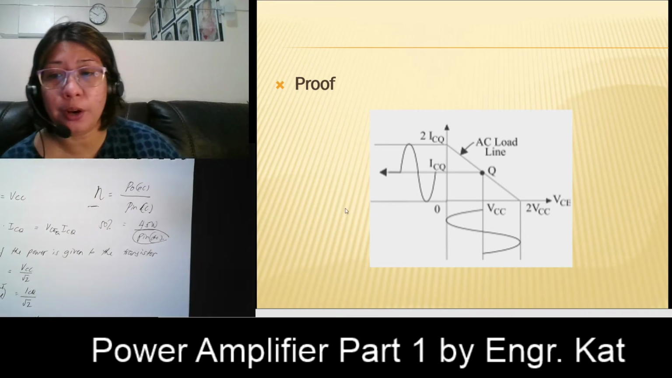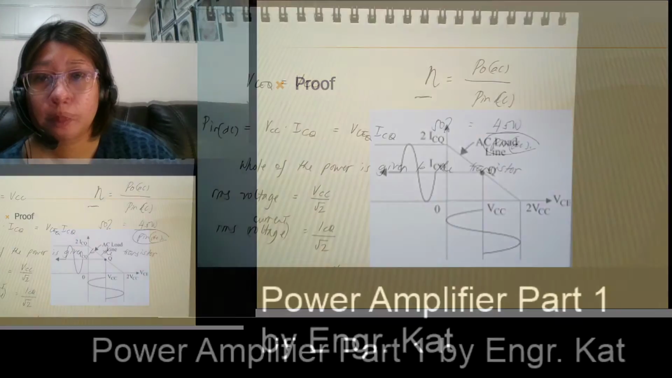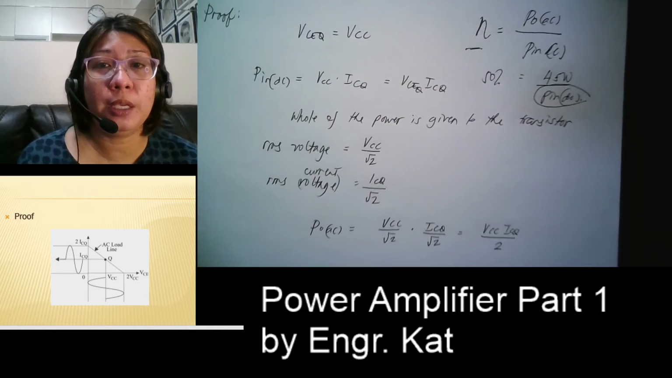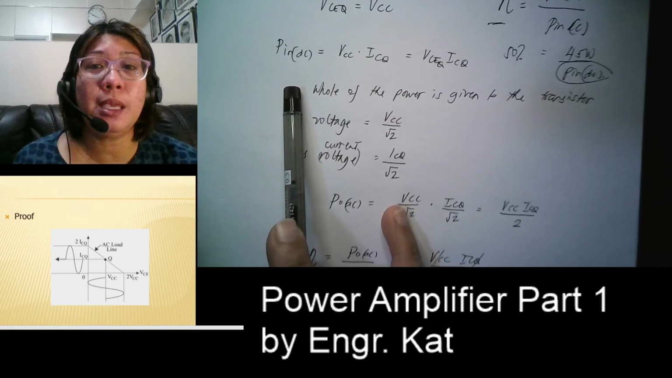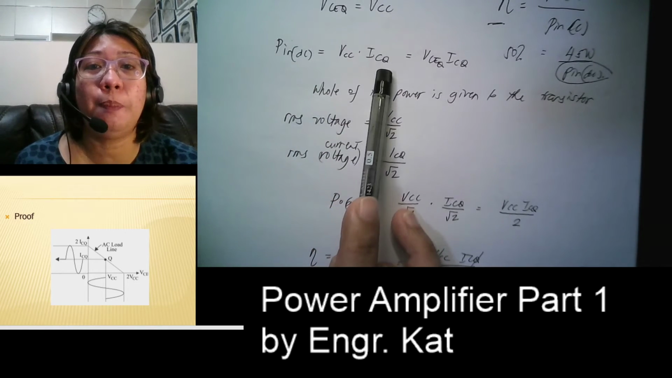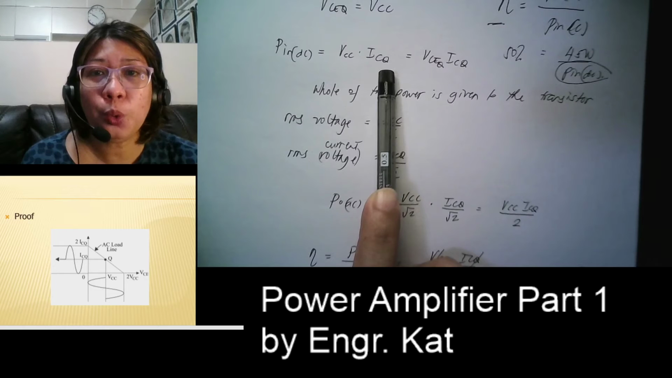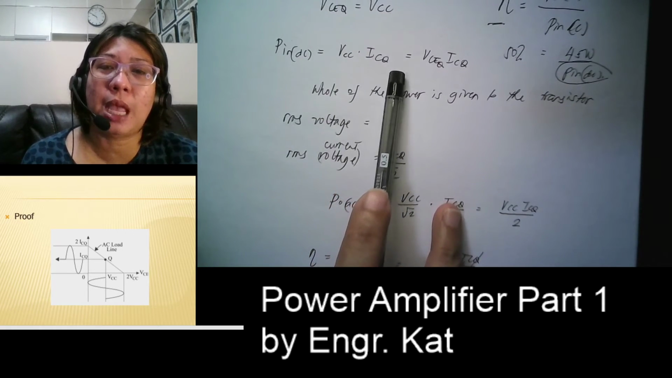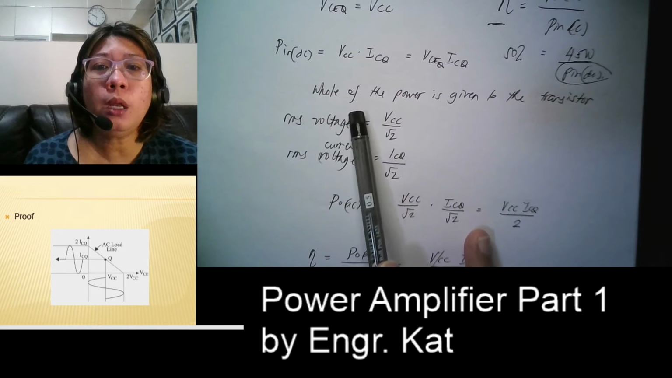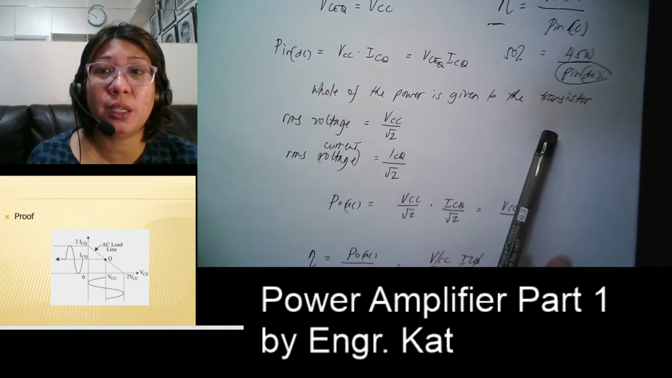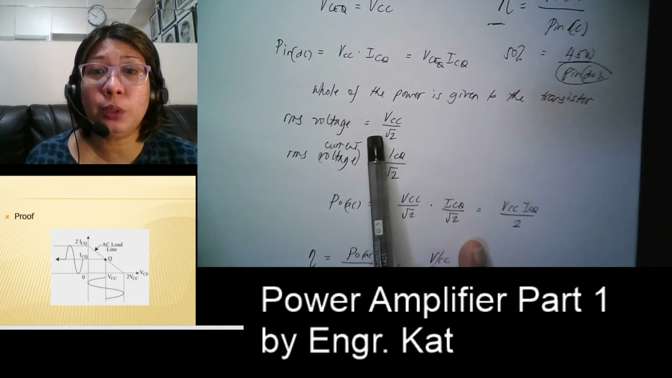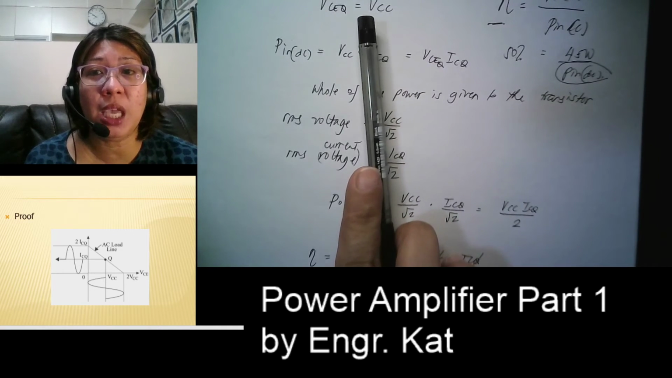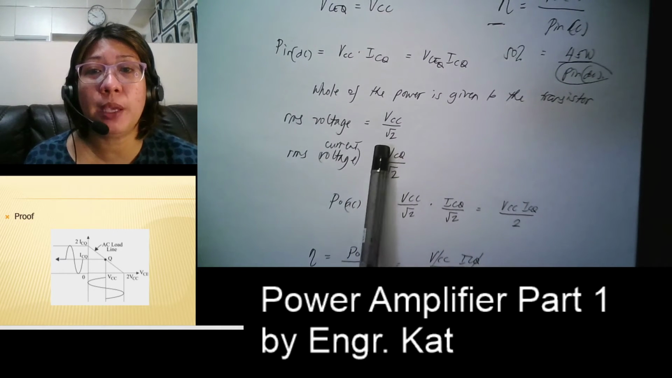So we have here, your VCEQ now is equivalent to your VCC. Your P in DC is equivalent to VCC multiplied by your ICQ. Earlier, we had 2 VCEQ, but this time it is VCC times ICQ, since the whole of the power is given to the transistor. Therefore, your RMS voltage, instead of using VCE, we use VCC because they are just equal. So we have here VCC divided by square root of 2.